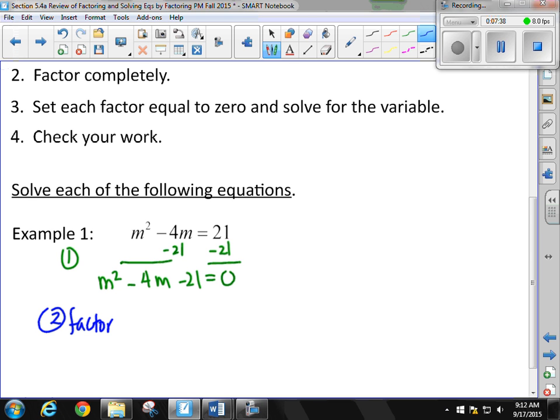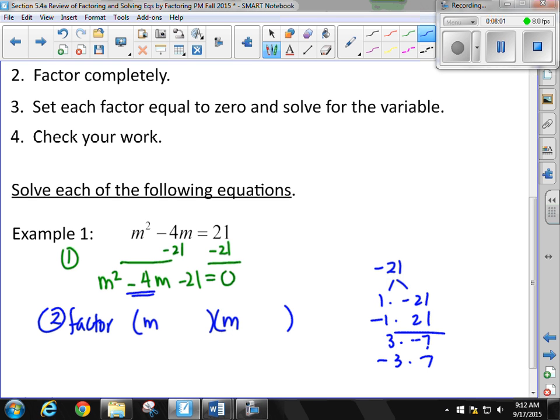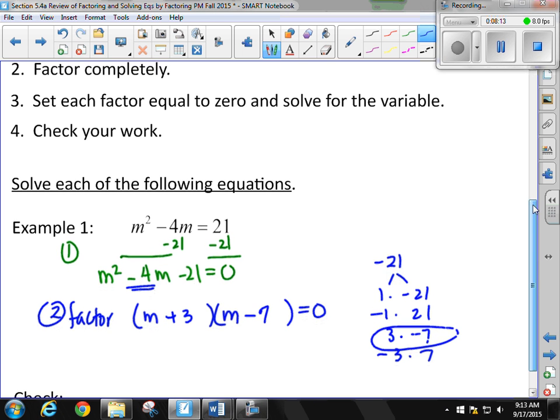Now this is a trinomial again, leading coefficient of 1, so I know it factors. m squared factors as m times m. Negative 21: 1 times negative 21, negative 1 times 21, 3 times negative 7, or negative 3 times positive 7. I wanted a minus 4 in the middle, so there's my correct pair, positive 3 and negative 7. So in factored form, my equation becomes (m + 3)(m - 7) = 0.